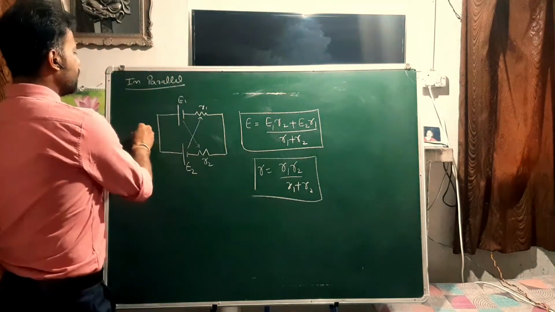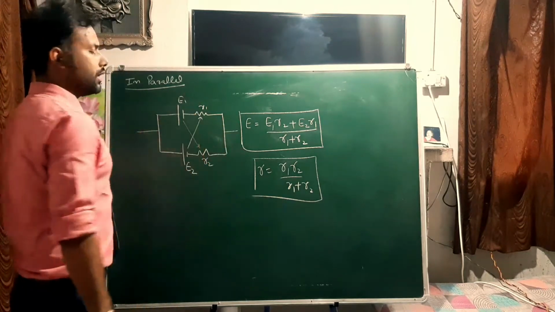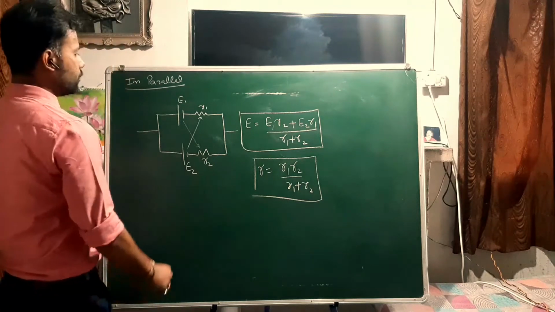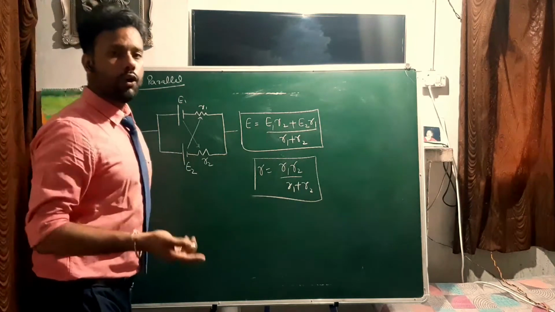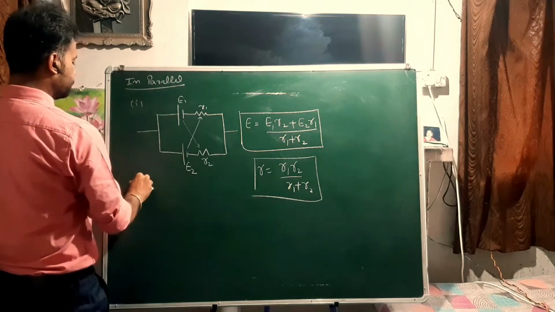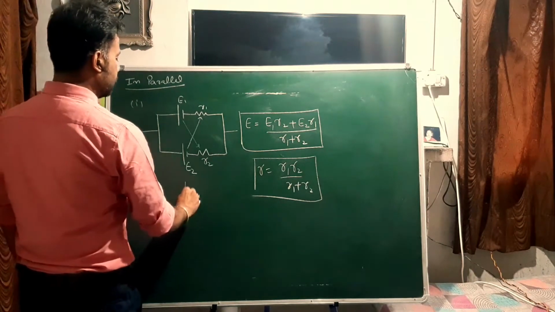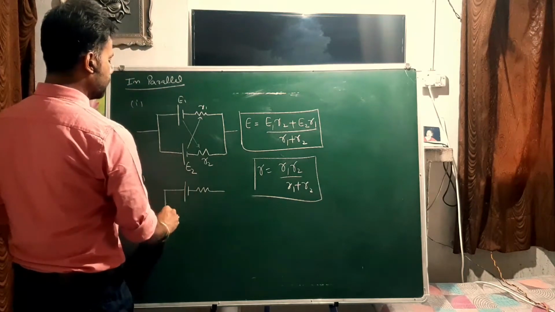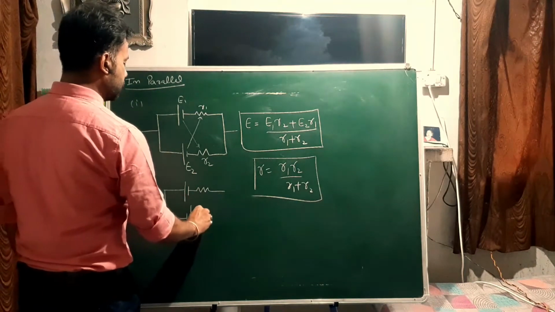Now you can see here that they are supporting each other, right? And what happens if they are not supporting each other? Suppose one of the cells is connected to the opposite polarity, right? Like this. Like this is E1 and this is E2.